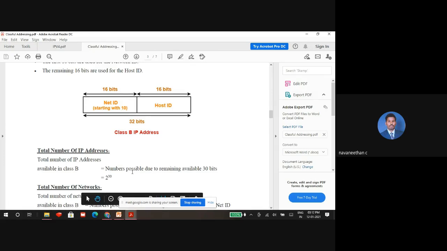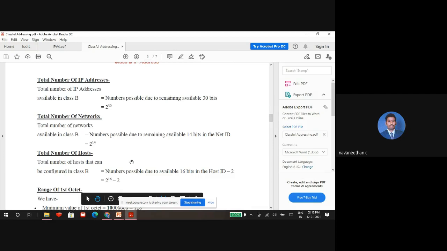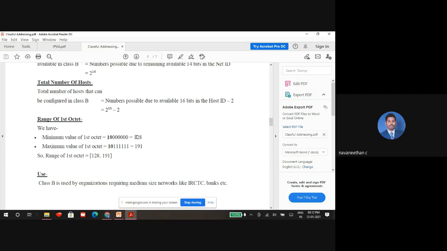Clear? If this is known, then easily you can calculate the total number of networks for class B. We know that it is 16 bits, the first 2 bytes, and the second bit is 0, so 16 minus 2, that is 2 to the power 14. Again, for the last 2 bytes, 2 to the power 16 minus 2. Simple. That's all. Apart from that, try to remember the range of its octets. So what could be the minimum value? It is 1.